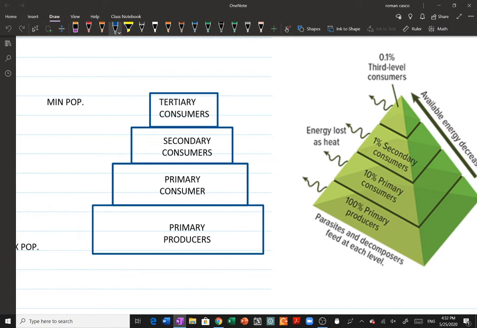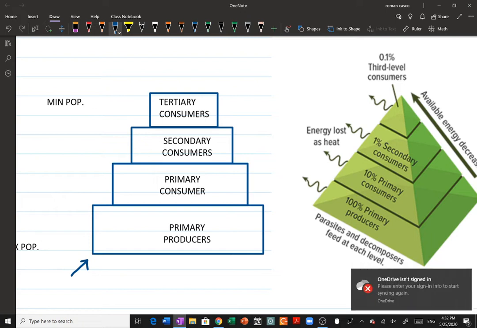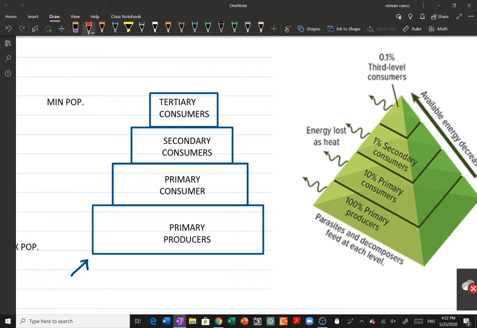Okay, and it always starts at the base here, and the base, of course, like a food chain, always starts off with those producers getting energy straight from the sun, and you have your primary producers, right? As you go to the next level of the pyramid, you have the second order of trophic levels, which are the primary consumers, that eat the primary producers, right?